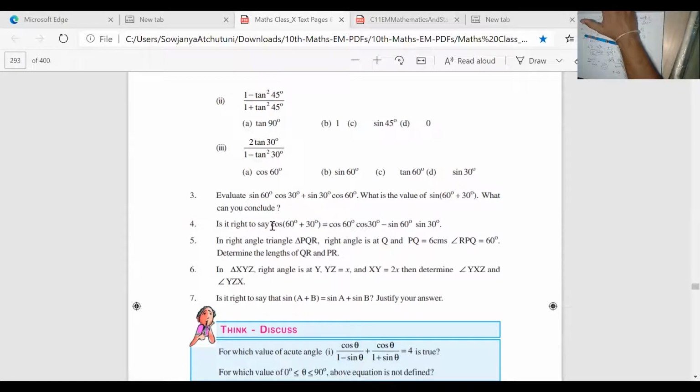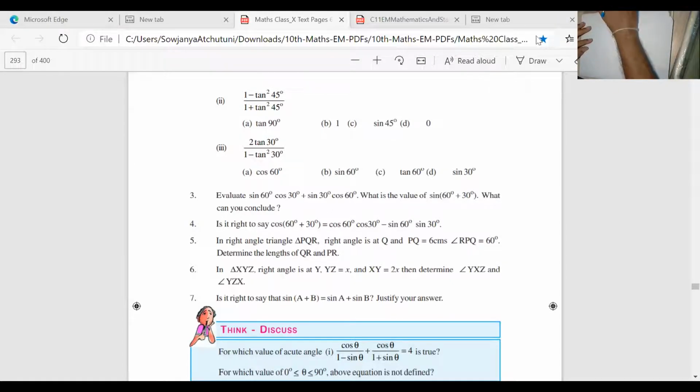Let us see this problem. Is it right to say cos of 60 plus 30 is equal to cos 60 cos 30 minus sin 60 sin 30? Cos A plus B is cos A cos B minus sin A sin B. As per the formula it is correct, but let us see with the values. What is cos 60 plus 30? Cos 90. What is cos 90? Cos 90 is 0. The left hand side is 0.